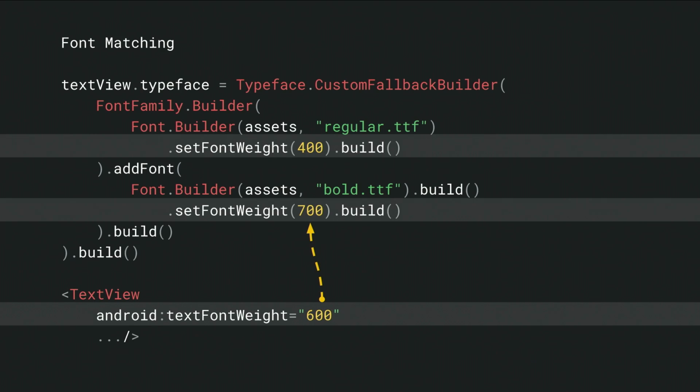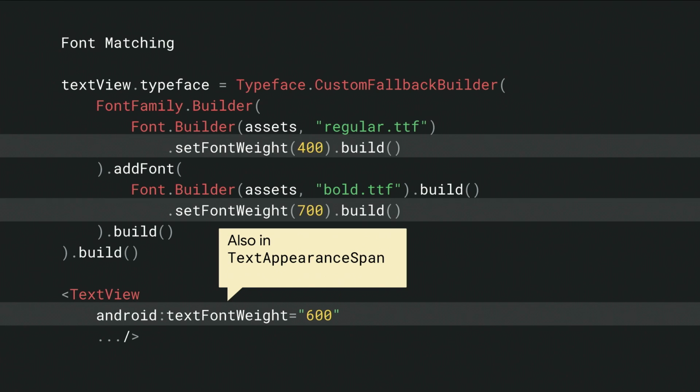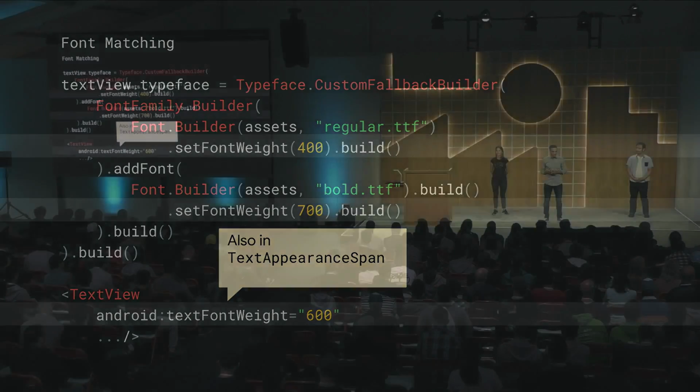And finally, in terms of font matching, let's assume that you added two different weighted fonts into the same font family, 400 and 700. And by using the text font weight attribute on TextView, you requested to render this text using a 600 font. In such mismatches, the system will use the closest match or style. For this case, it will choose to use 700. Text font weight was recently added, I think in P, to TextView, and it's also currently being read by text appearance span.